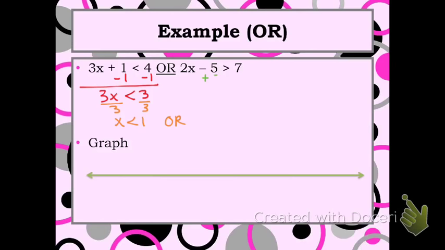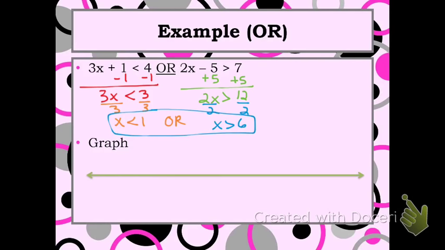We're going to solve for x first by adding 5 to both sides and then dividing both sides by 2. So my final algebraic answer is x is less than 1 or x is greater than 6.